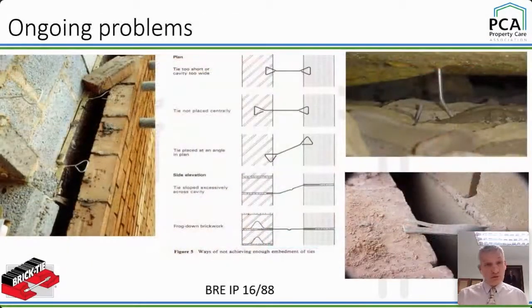This has been known about for a long time, so I know I'm not telling you anything new. If we look at the bottom there, that BRE information paper gave us that drawing in the middle. It's well known. Why is it still happening? Why are we having these ongoing problems? I would say nobody knows, but I'll get onto that.